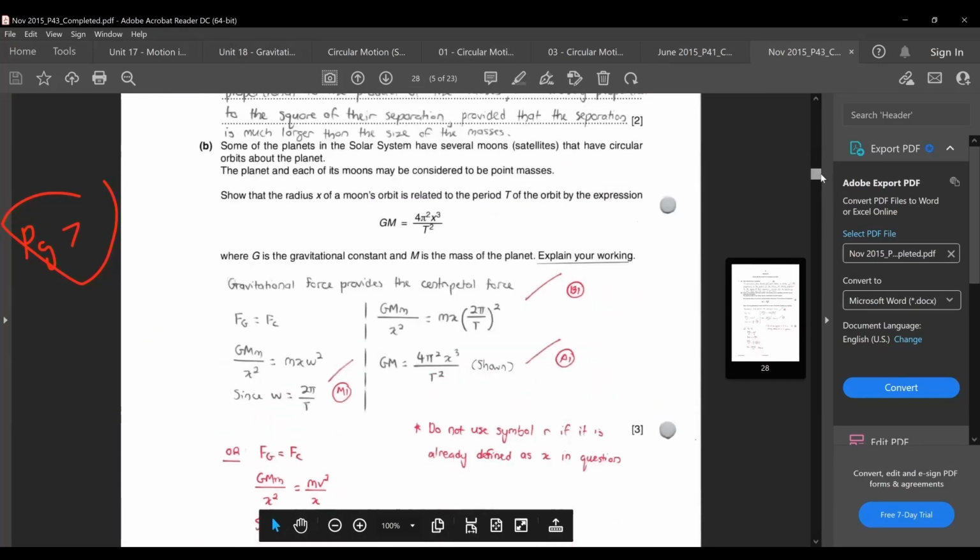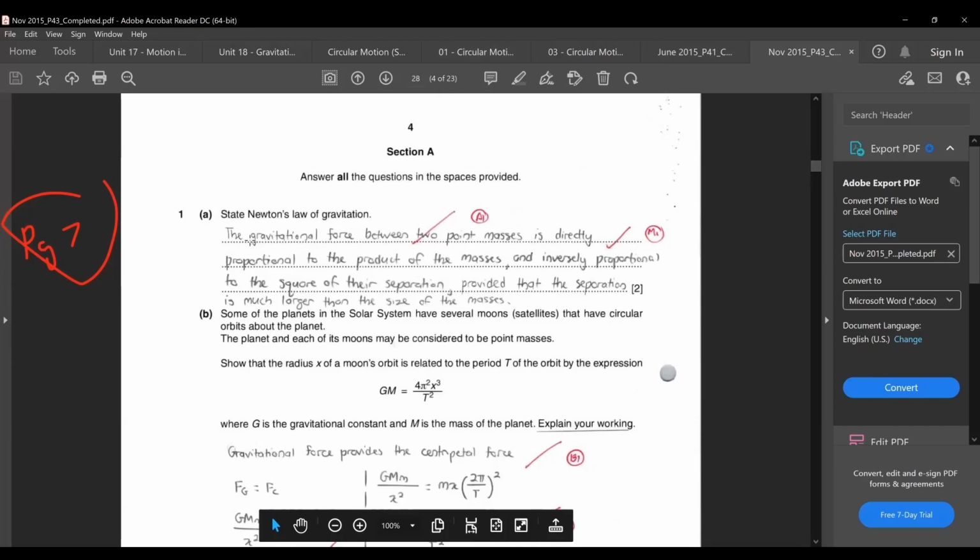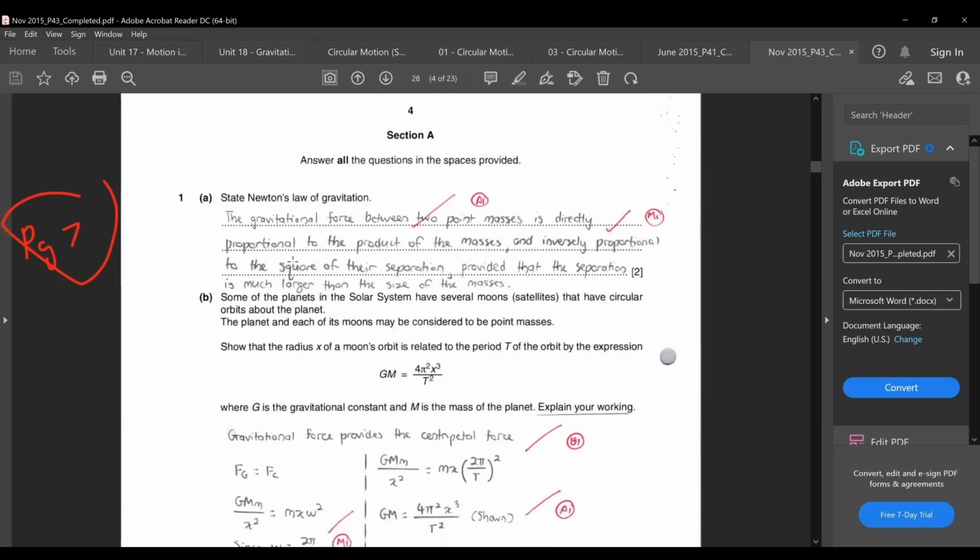Okay, now state Newton's law of gravitation. This one is the same question that we just did just now. You can just copy the definition from your notes, all right? The definitions don't change. The marks that are allocated to it are always the same, all right?